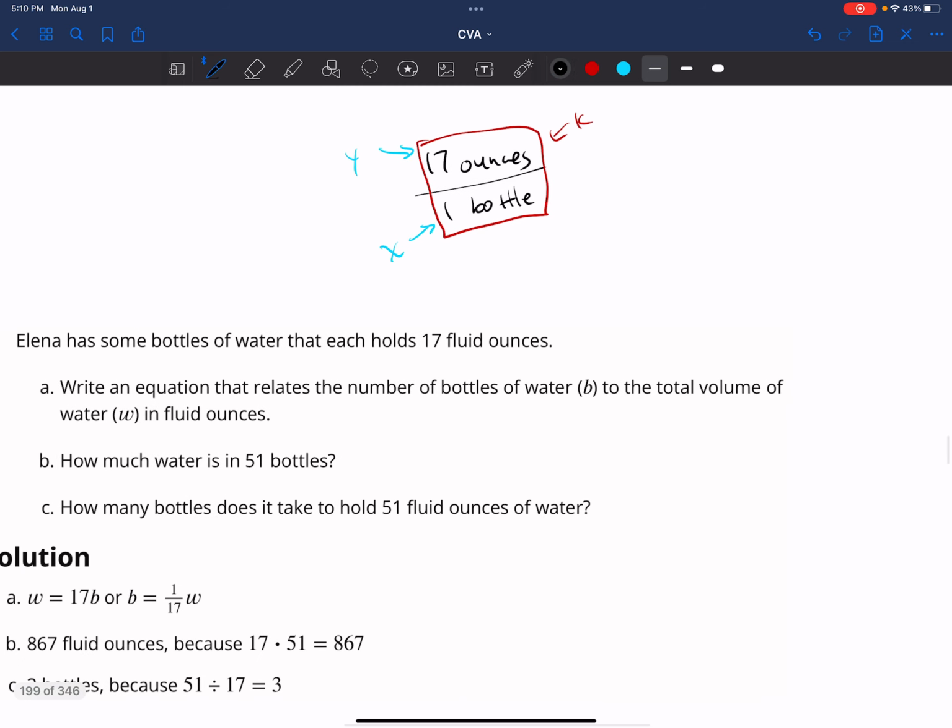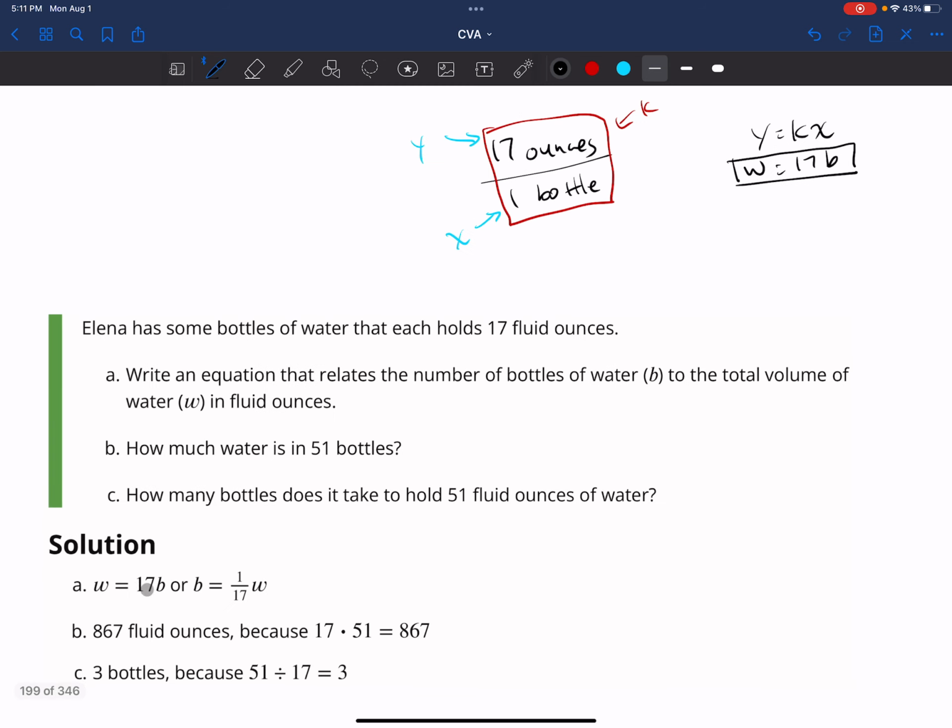So it goes like this: y is equal to kx. Right now ounces is my y value, but ounces is represented by w, w in fluid ounces. So instead of y, I'm going to use w. K is 17 ounces over 1, which is 17 divided by 1, so 17. And my x represents bottles of water, which is my b. So my answer is going to be w is equal to 17b.